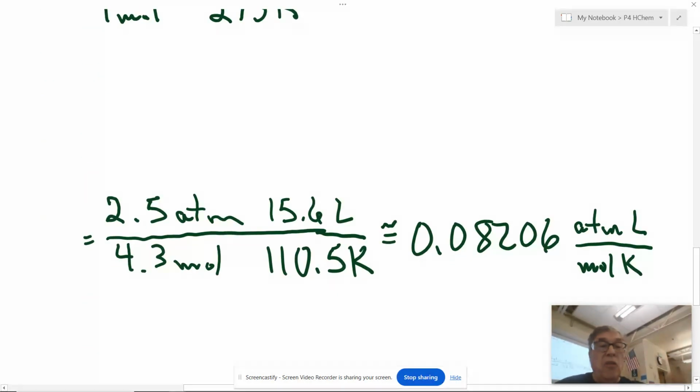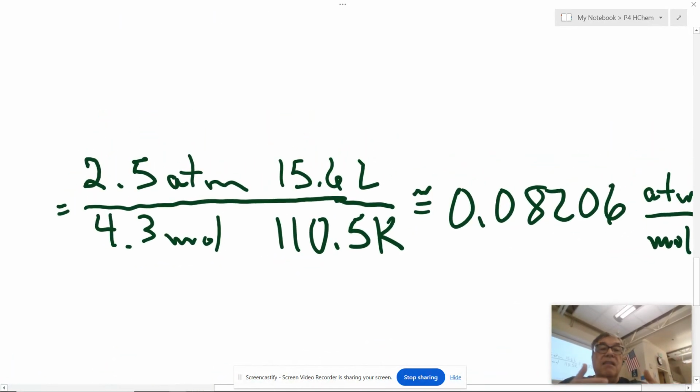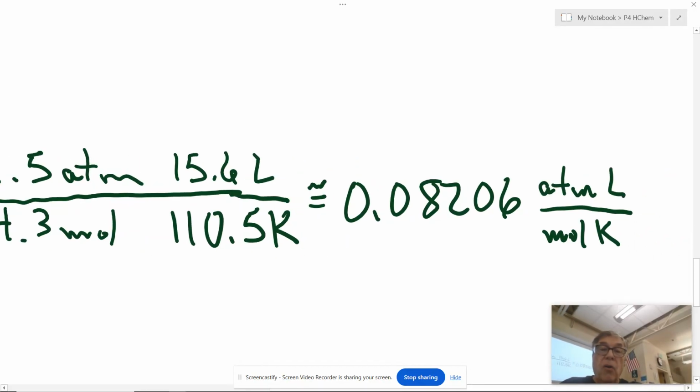We just use a whole other random set of values. We have this sample of gas, and we're going to squish it till it's this pressure, and it's 15.6 liters, and we know that we put in 4.3 moles, and we're going to find the temperature is 110.5 because we had to cool it down quite a bit to get it to that pressure. Well, 0.08206 is going to be this value when we do that math.